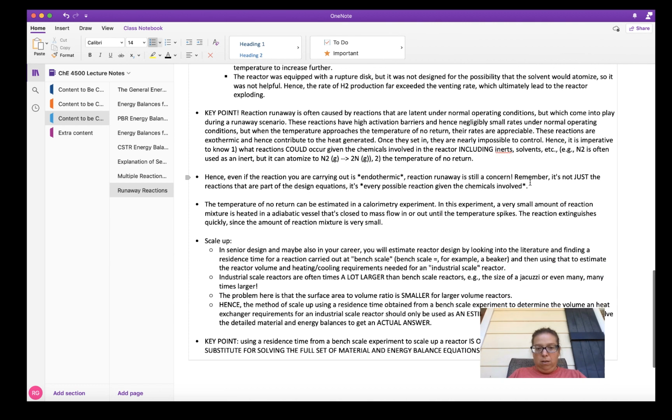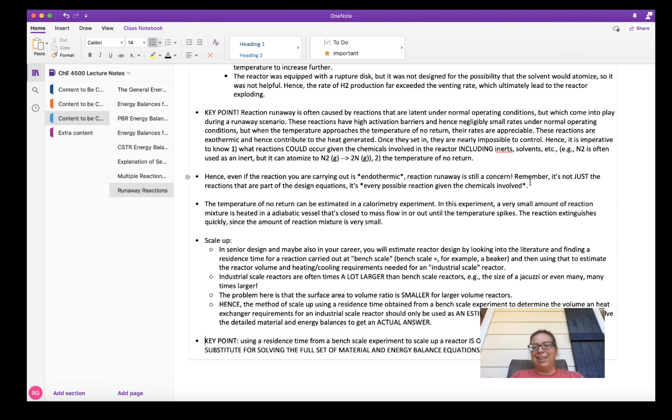So that brings us to a key point. Reaction runaway is often caused by reactions that are latent under normal operating conditions, but which come into play during a runaway scenario. These reactions have high activation barriers and hence negligibly small rates under normal operating conditions, but when the temperature approaches the temperature of no return, their rates are appreciable. These reactions are exothermic and hence contribute to the heat generated term. Once they've set in, they are nearly impossible to control.